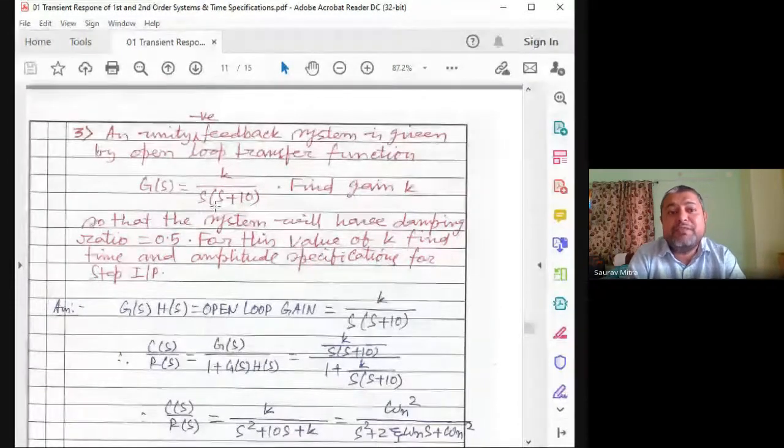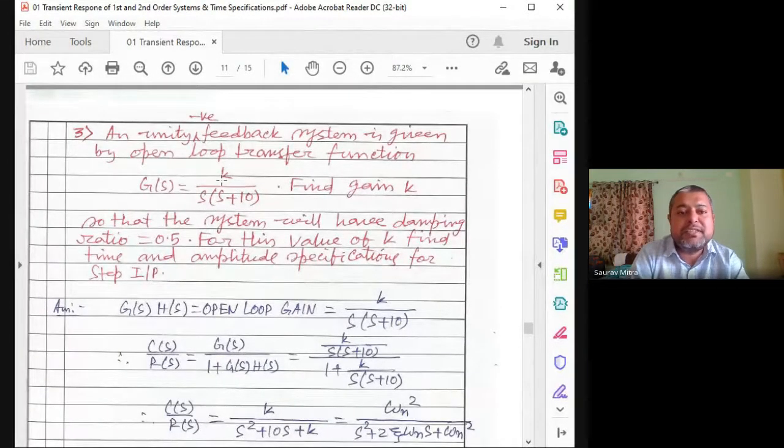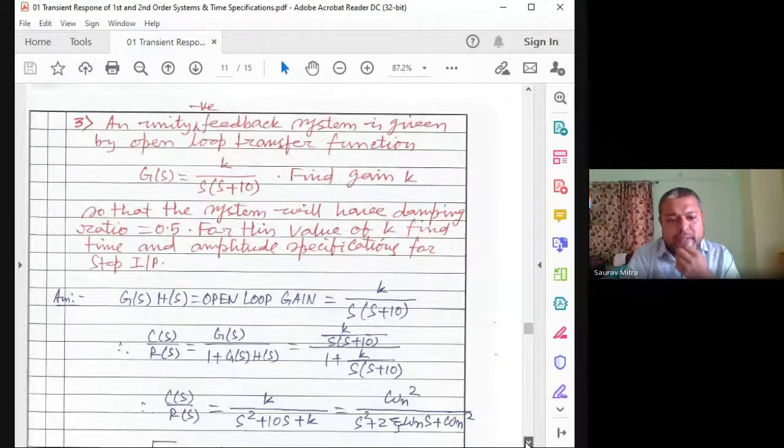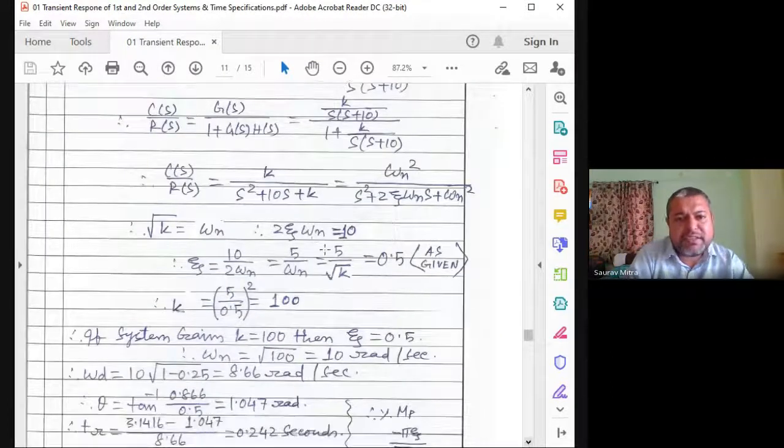The question is, if this is the value of GS, so here I have mentioned GS as K. Find the gain K so that the system will have damping ratio 0.5. So this is a very important numerical. Page number 11, start with this. You will understand this numerical, there is nothing difficult. Only you have to find the value of K, so that the damping is 0.5. So first you find the equation of CS by RS in terms of K. Compare it with omega n square divided by S square plus 2 zeta omega n s plus omega n square.